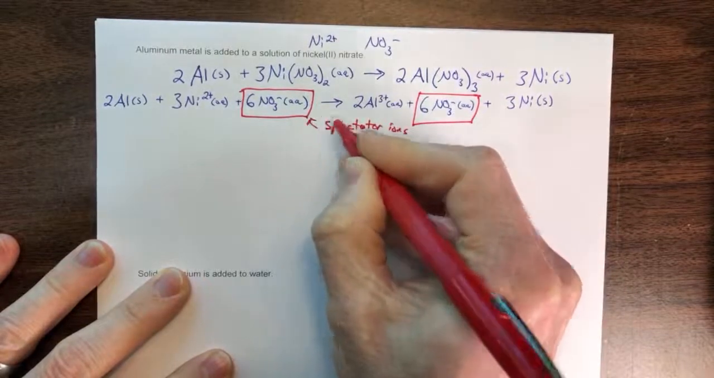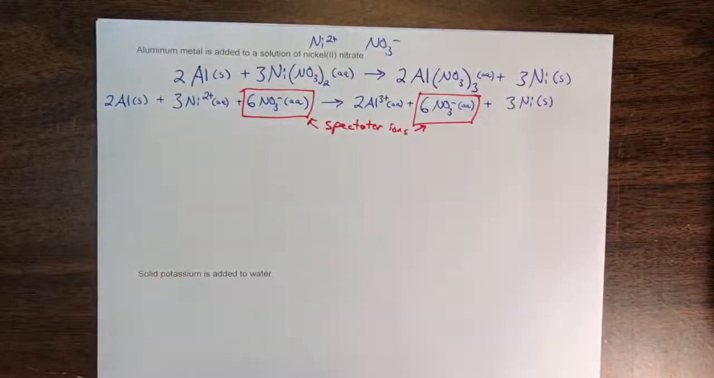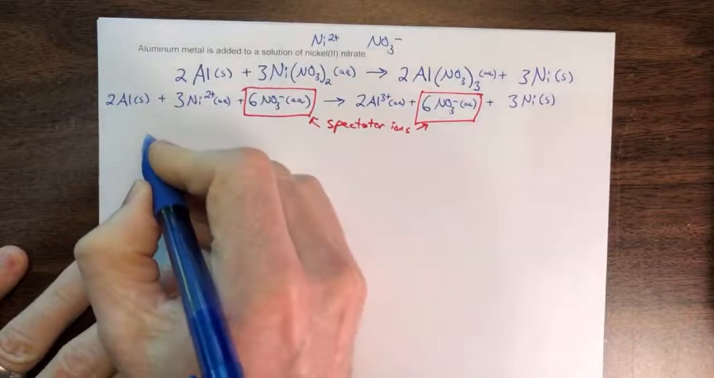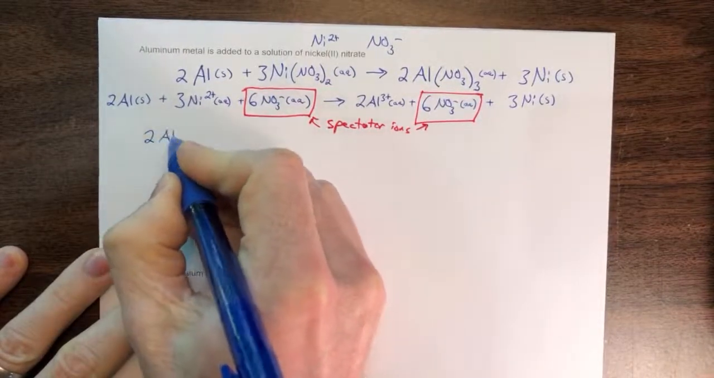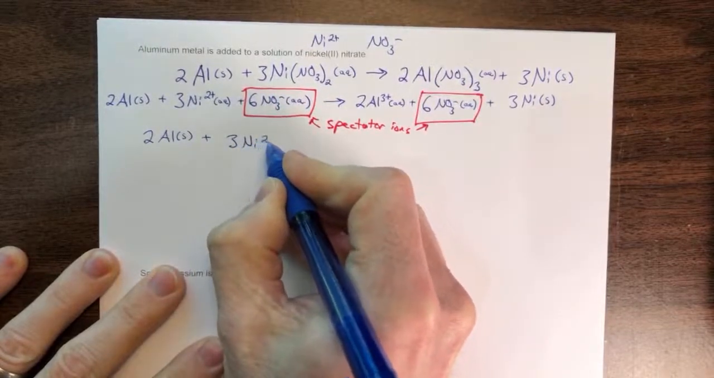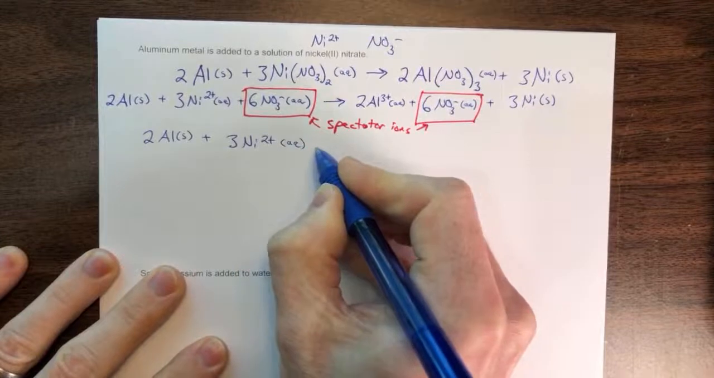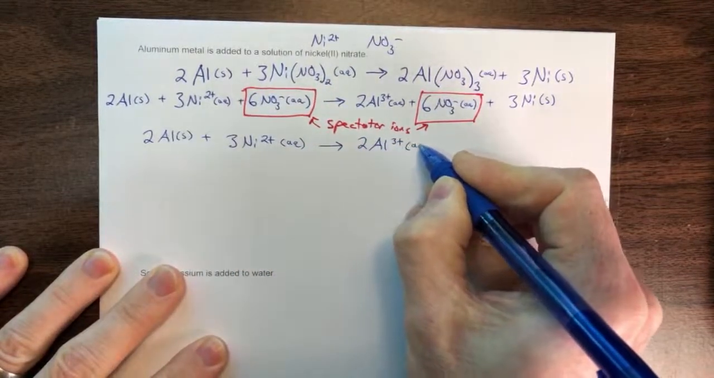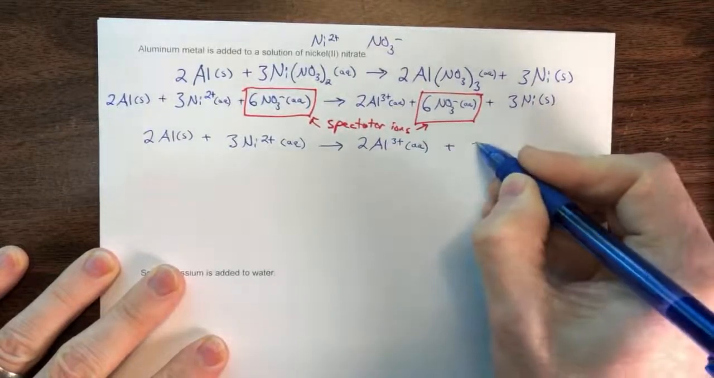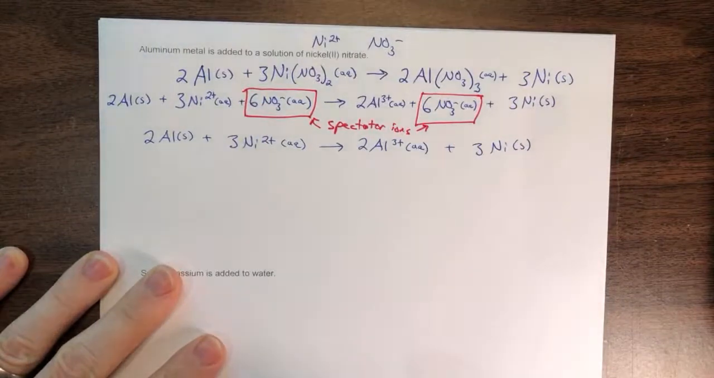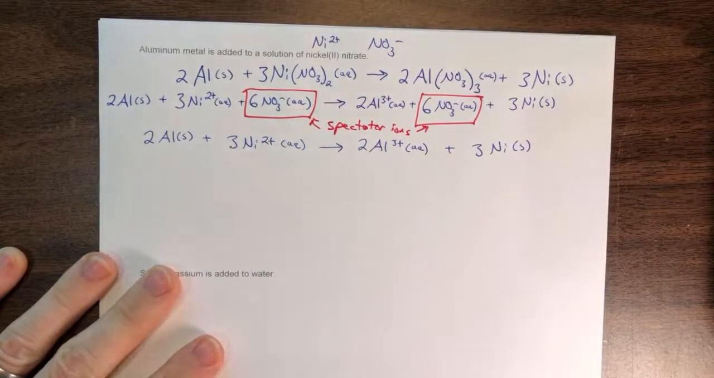Okay. So we remove our spectator ions when we do our net ionic equation, and it's going to look like this. We just literally erase it, and that's it. So it's going to be your 2Al(s) plus your 3Ni2+ going to 2Al3+ plus 3Ni(s). That's your net ionic equation, right? We've removed the spectator ions, the ions that aren't doing anything.